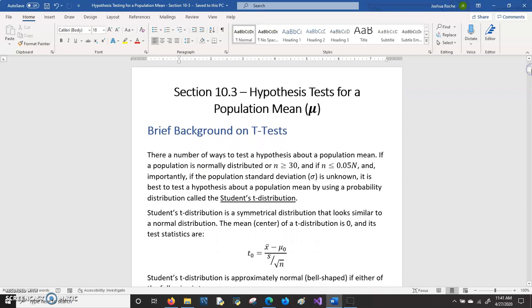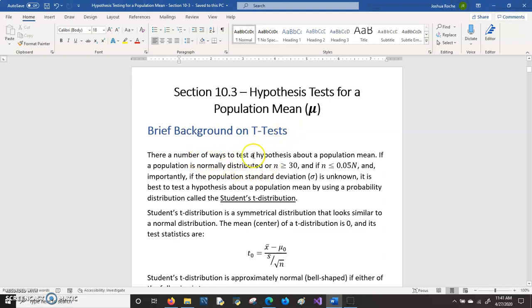And we'll start with some background on this kind of a test. So again, these are hypothesis tests for a population mean. In the last section, those were hypothesis tests for population proportions. So the big difference here is that these are all involving a mean. And these kinds of tests are called t-tests.